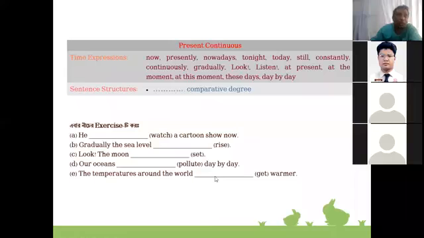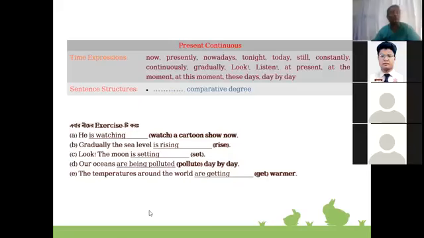The temperatures is the subject. The temperatures should have is, am or are. Are. The temperatures around the world are getting warmer. Now have a look at the answers. Take a screenshot of this slide.